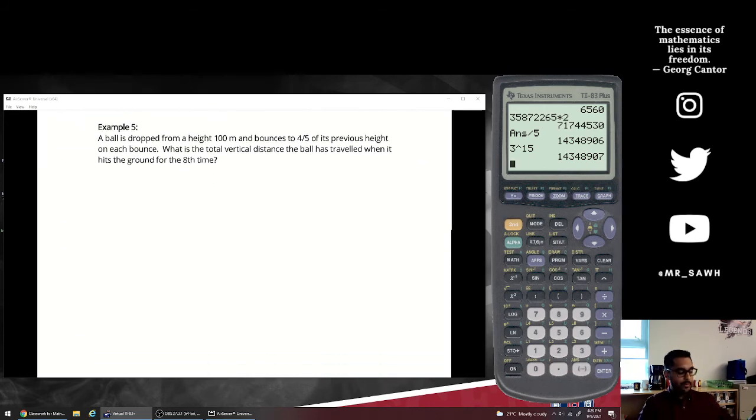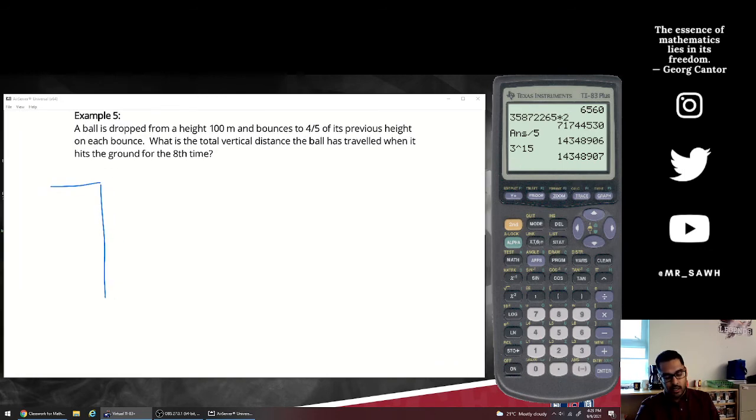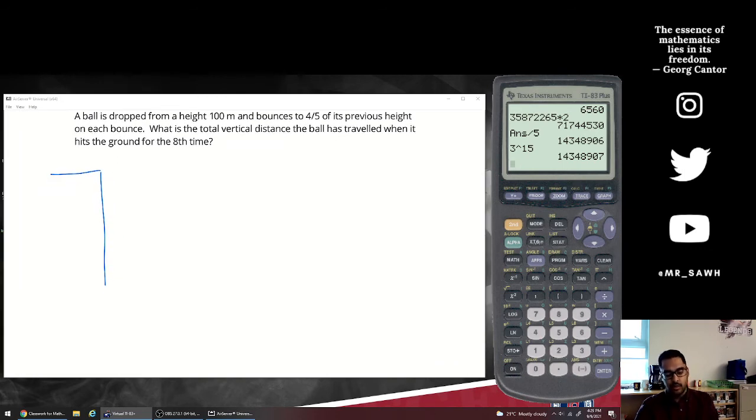There's one here that's an application, which is a little bit more complicated. We did one similar in the last video where we drew a picture out, so no difference here. Let's draw a picture. Right, so this ball is dropped from a height of 100 meters, bounces to 4/5 of its previous height on each bounce. What is the total vertical distance the ball has traveled when it hits the ground for the 8th time? So this height is 100 meters.